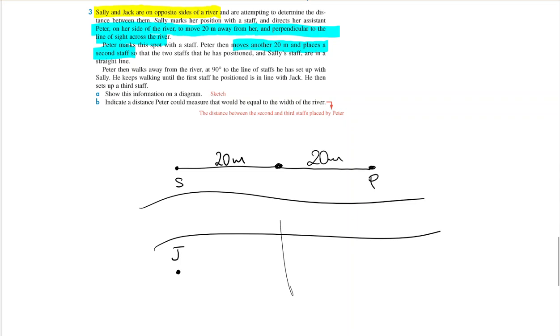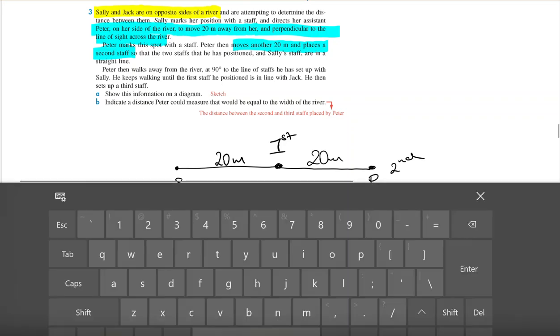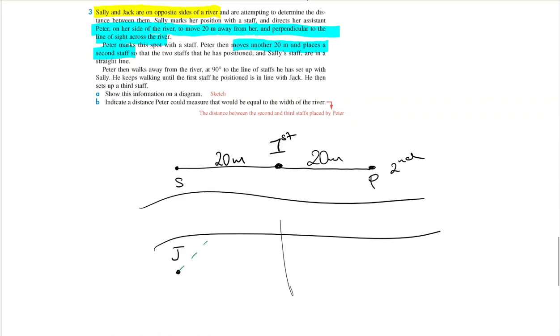He keeps walking until the first staff he has positioned. This is staff number 1 first. This is the second. So he keeps walking, and the first staff his position is in line with Jack. So I'll draw a dotted line here in green. So until it's in line with this green line here. So he keeps walking. All right. He walks until he finds, oh, that's in line there. And what he does is he puts a third staff there. Now, he's put his third staff.